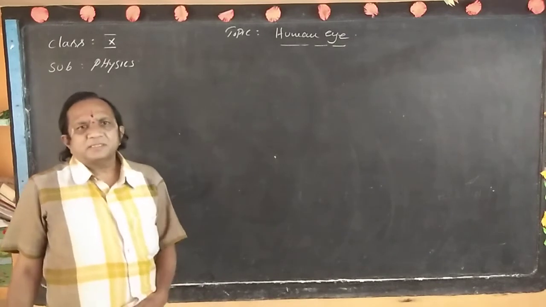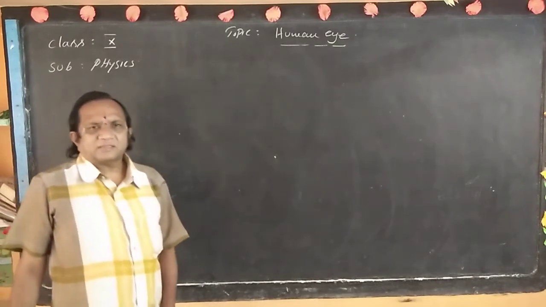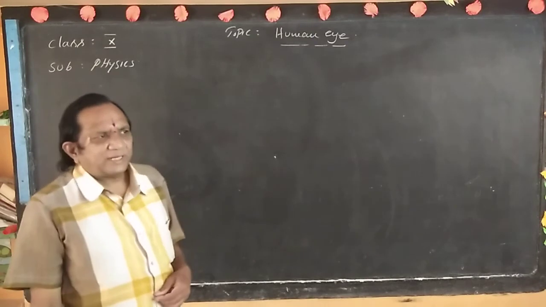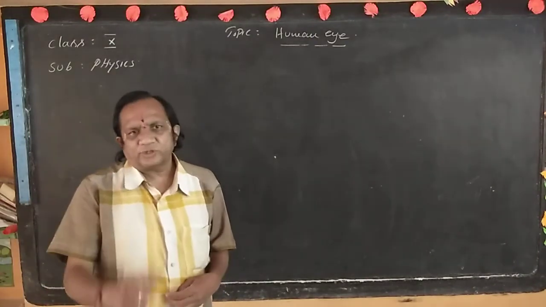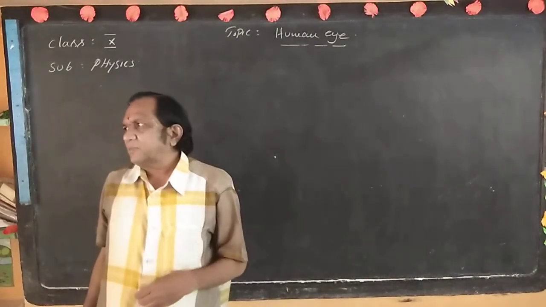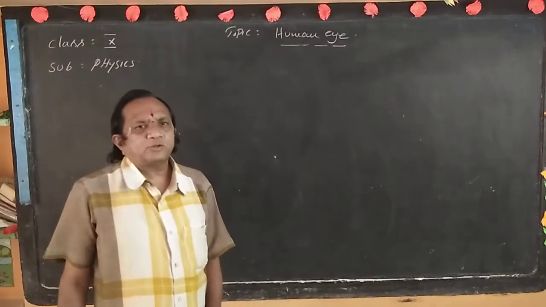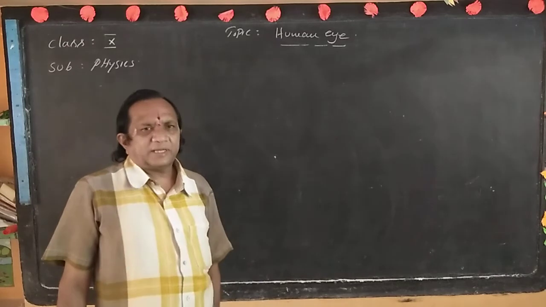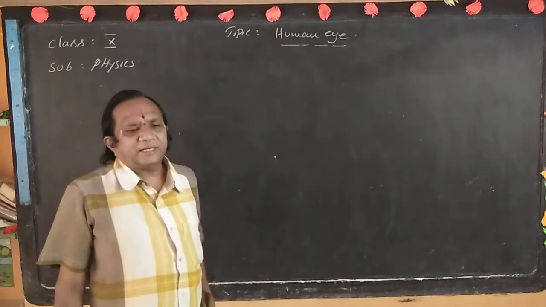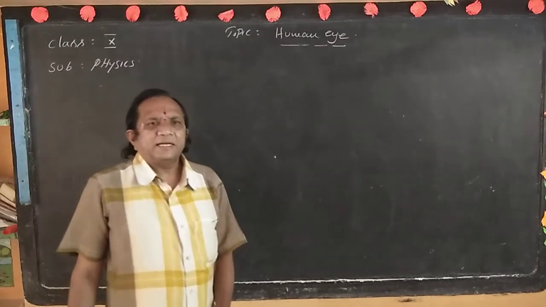What is that? The refractive index of the prism. The refractive index of the prism is given by sin of (A plus Dm) by 2 divided by sin A by 2. That is the application. Yes, that we have to derive, so we can do the derivation.